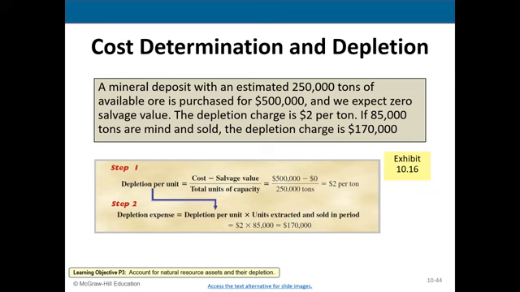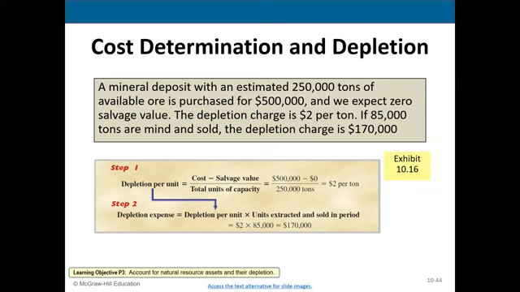So in this example, we purchased a section of natural ore for $500,000. Salvage value is going to be 0. We expect to extract 250,000 tons of ore from the earth. This gives us a depletion per unit expense of $2 per ton. We take that $2 per ton and multiply that by the number of tons we did extract during that first year. In this example, 85,000 tons. Our depletion expense for year 1 was $170,000.